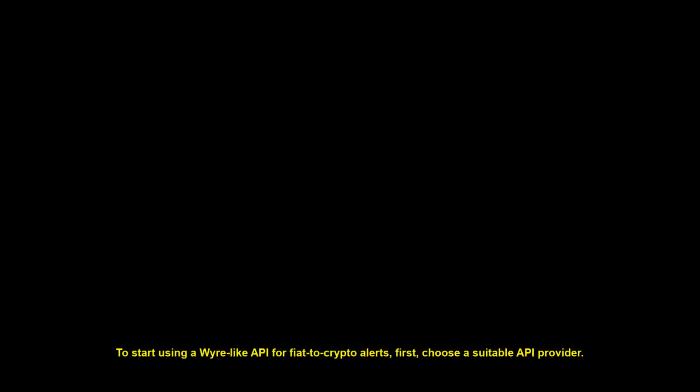Today we learn how to subscribe with Wyre-like APIs for fiat-to-crypto alerts, a full guide step by step clearly. To start using a Wyre-like API for fiat-to-crypto alerts, first, choose a suitable API provider. Sign up for an account on the provider's website to access the API documentation. Obtain your API key after successfully registering.